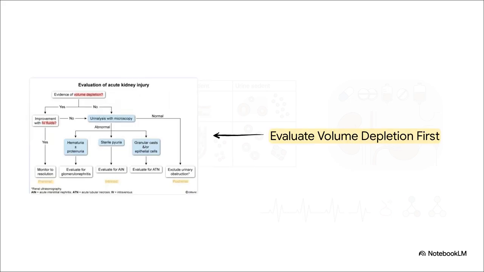First up is assessing for volume depletion. Pre-renal AKI is driven by reduced renal perfusion. Now, this could be from true volume loss, decreased effective arterial blood volume in heart failure or cirrhosis, third spacing in sepsis or pancreatitis, renal artery stenosis, afferent arteriolar constriction from NSAIDs, or efferent arteriolar dilation from ACE inhibitors or ARBs. If you see evidence of volume depletion, give an isotonic IV fluid challenge and monitor the creatinine response before you even think about ordering a urinalysis.